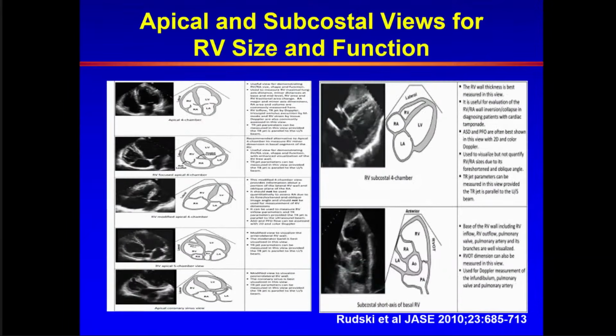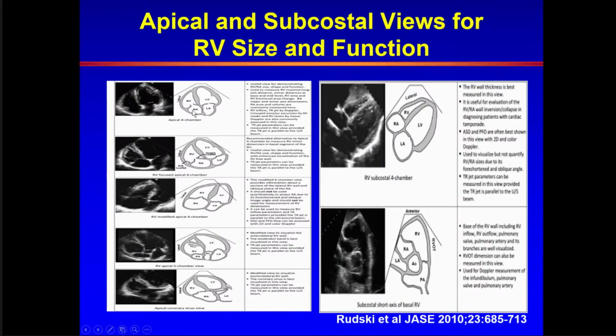Moving away from the parasternal position, we'll go to the apical position. And this first position we look at is the apical four-chamber view. An important notice here, the apical four-chamber view was designed primarily to show you the left ventricle and the left atrium, as opposed to the right ventricle and the right atrium.